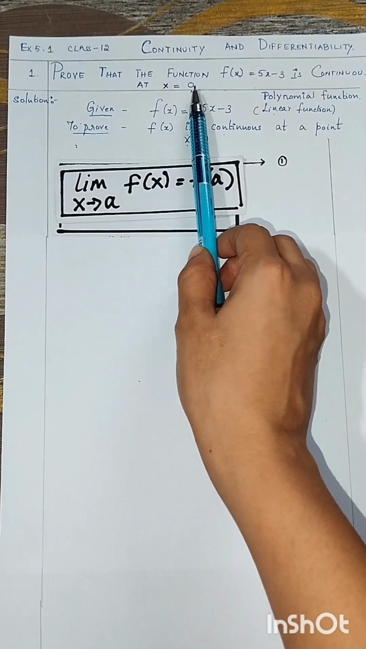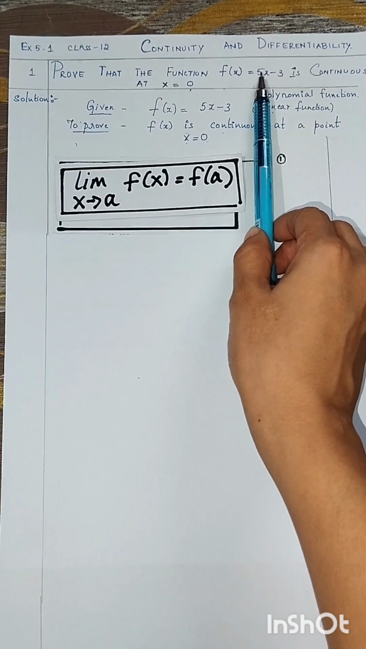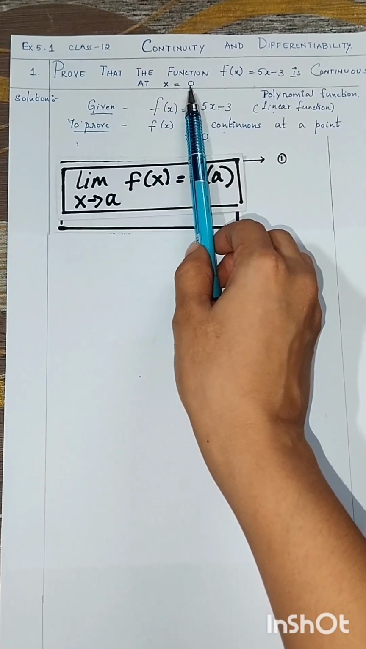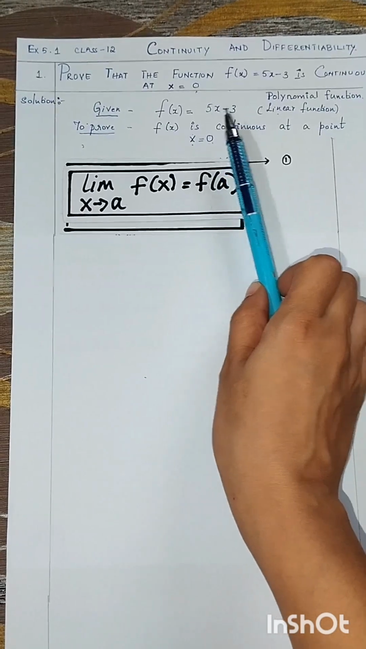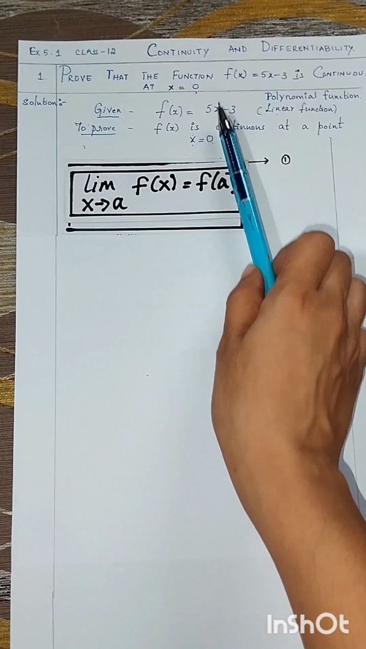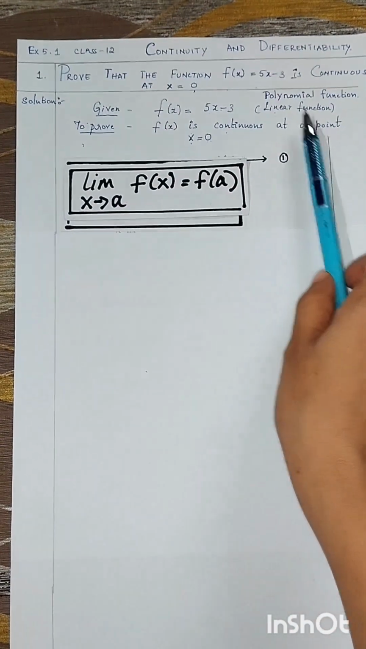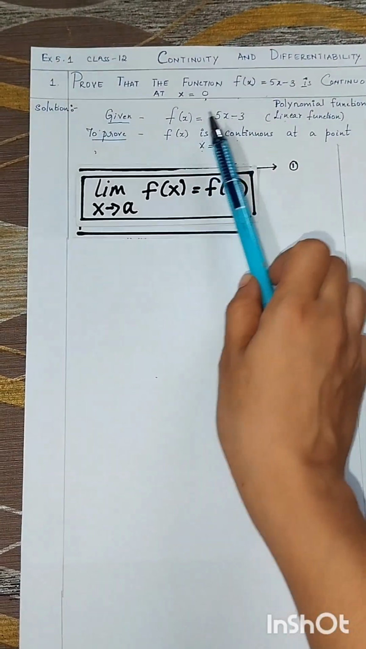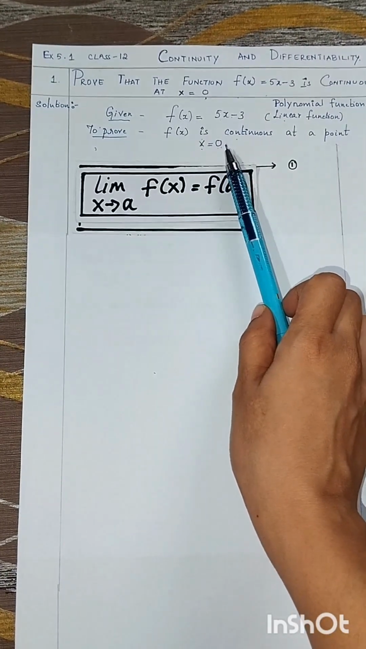x equal to 0. So a function is given to us. We have to prove that this is continuous at the input x equal to 0. So the given f of x is equal to 5x minus 3. So here the degree of x is equal to 1. So we call this function a linear function, and it is also known as a polynomial function. We have to prove this function is continuous at x equal to 0.